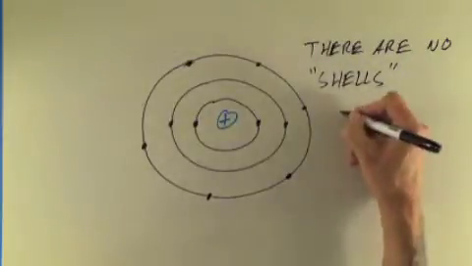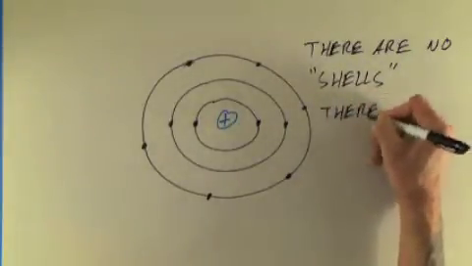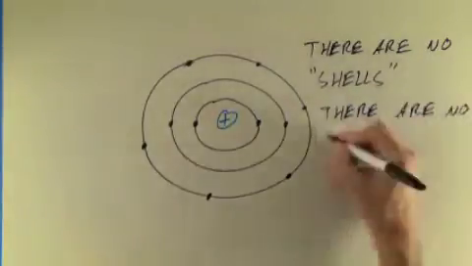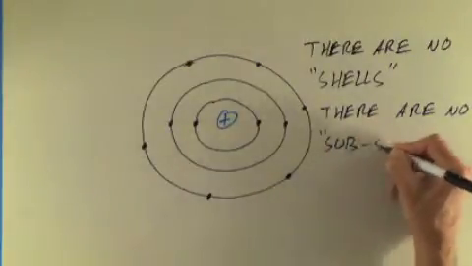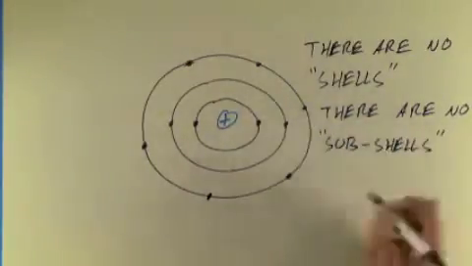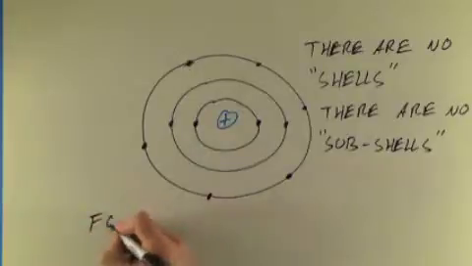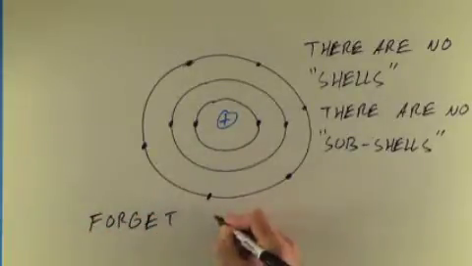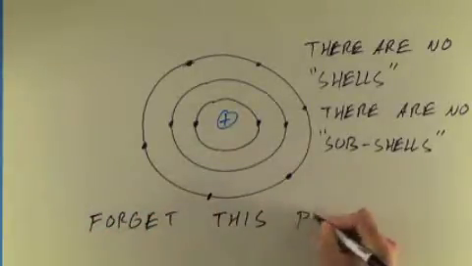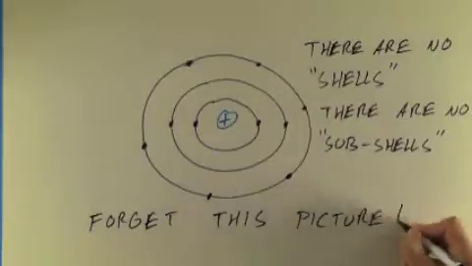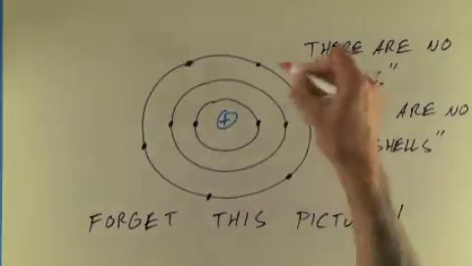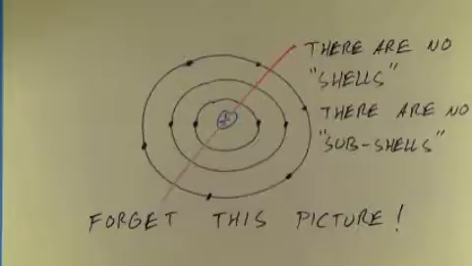There are no shells. Electron shell is a word that persists, but they don't exist. There are no subshells. These are misleading words. I find them misleading. I think they're wrong. I think you should not perpetuate them. So forget this picture. We're going to replace words like shells and subshells with energy level, which is the only appropriate way to describe them.